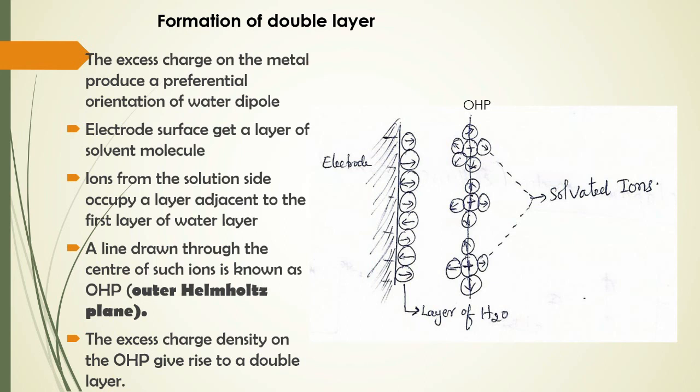Technically, in a simple case, the excess charge density on the outer Helmholtz plane will be equal and opposite to that on the metal. So totally there are two layers which constitute the electrical double layer, and these are all the important factors behind the formation of an electrical double layer.